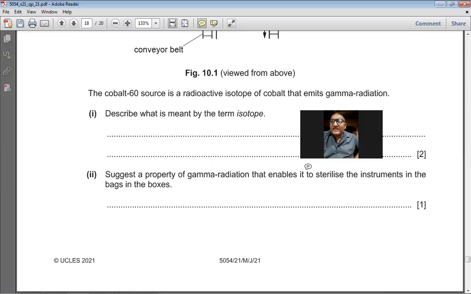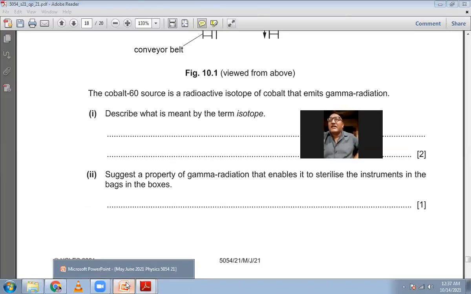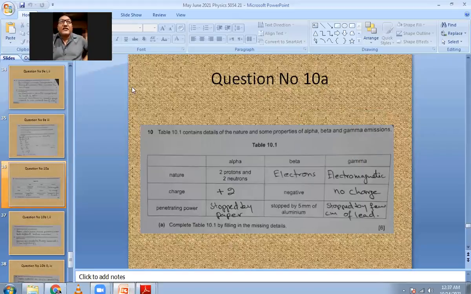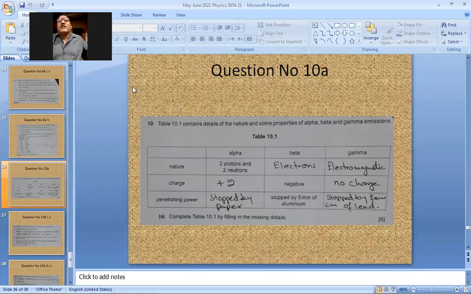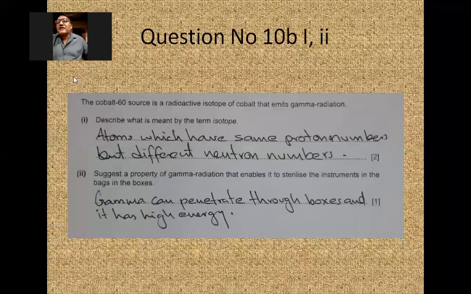Let's check the second one, then we'll see how my answer compares. Suggest a property of gamma radiation that enables it to sterilize the instruments in the bags, in the boxes. Gamma radiation has very high penetrating power. Plus, the gamma radiation carries a lot of energy, because its frequency is very, very high. So it has energy in it. Due to that, it can kill germs.